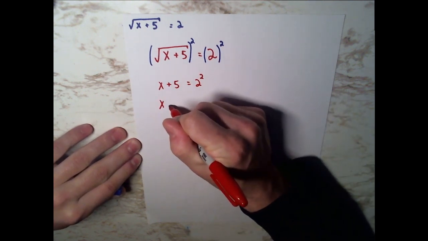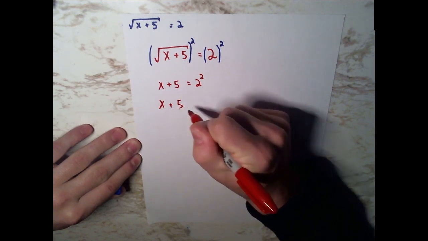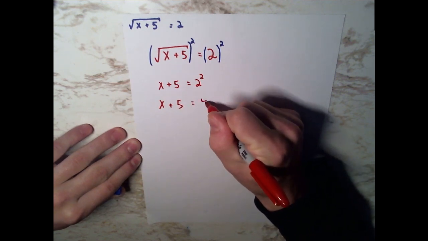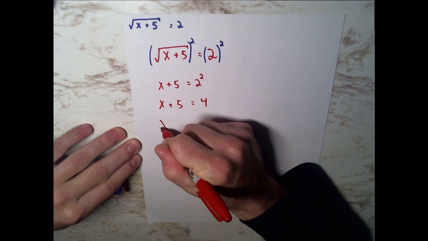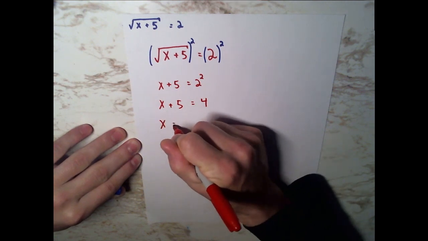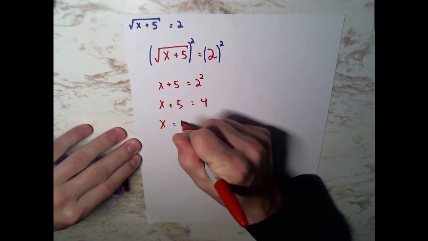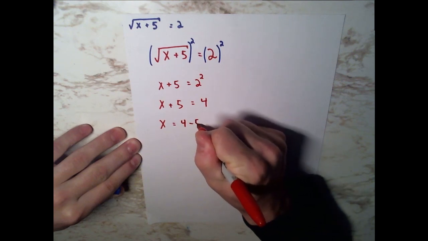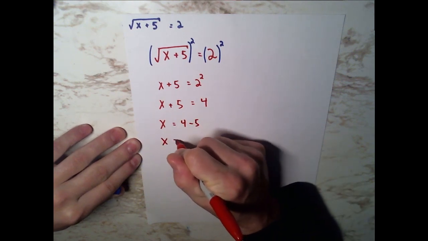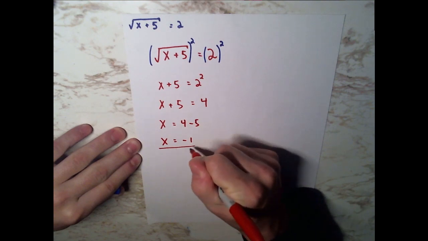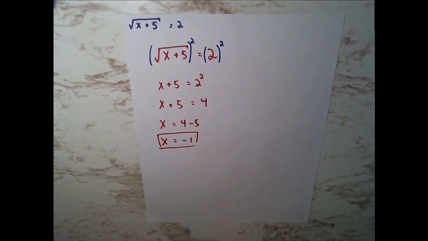So we can do a little bit more simplification. X plus 5 equals 2 squared, which is 4, and then we'll subtract 5 from both sides. So x equals 4 minus 5, or x equals -1.